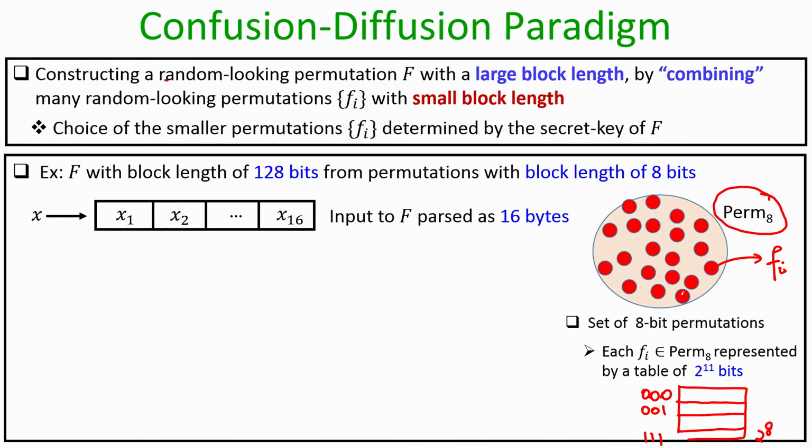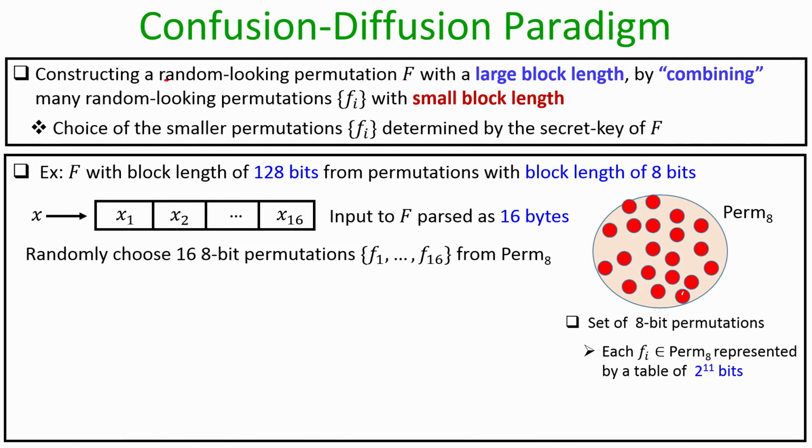Like that you will have 2 to the power 8 rows, and each row consists of 3 bits, 3 bits and 3 bits, namely the value of the permutation on the corresponding inputs. In that sense I can interpret each of these small permutations f sub i as a table consisting of 2 to the power 11 bits. Like that you have several such tables, and each such table I am denoting as a red circle here, and the collection of all those red circles is my set perm sub 8. Okay. So, the way we are going to construct the keyed permutation big F is as follows.